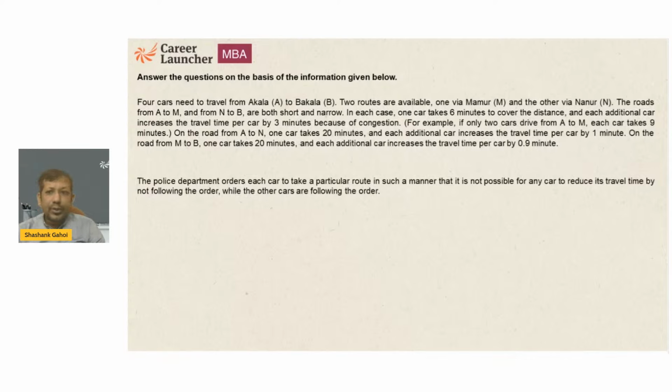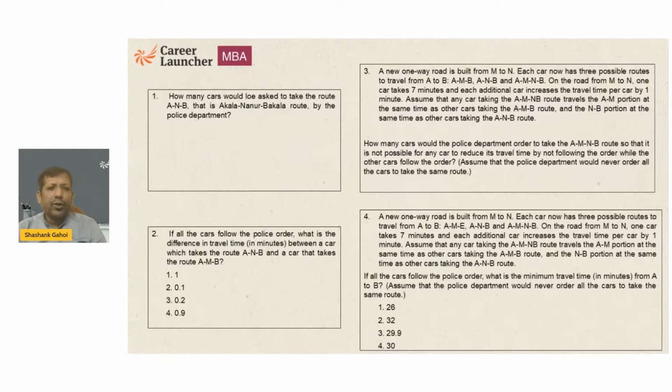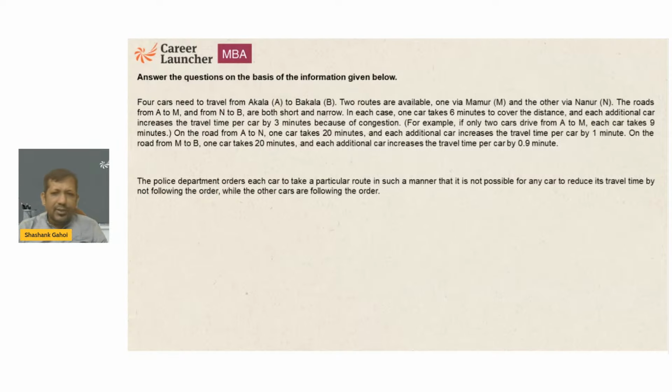So it says that for A to M, if there are two cars, they are going to take 9 minutes. For M to B, one car takes 20 minutes and each additional car takes 1 minute. So all other things. Now, what are the questions? The third and fourth are lengthy. How many cars would the police ask to take the route A and B? That is decided by the police department. I think there is a grammatical error.